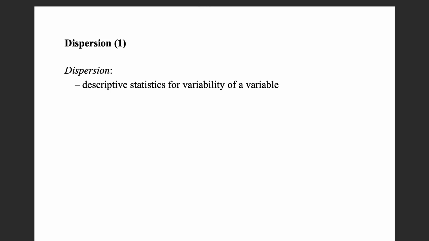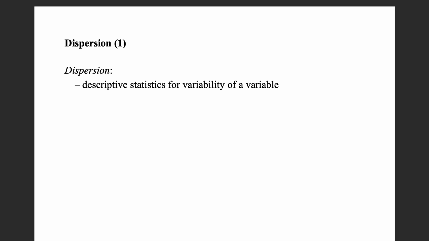Let's get on to the next topic, dispersion. So we talked about the mean as a measure for central tendency. What is dispersion? It is also a descriptive statistic, so it tries to describe something about our variable. In this case, it is trying to describe the variability of that variable. So how much do the different individual observations differ from each other overall? How much variation is there in our data?